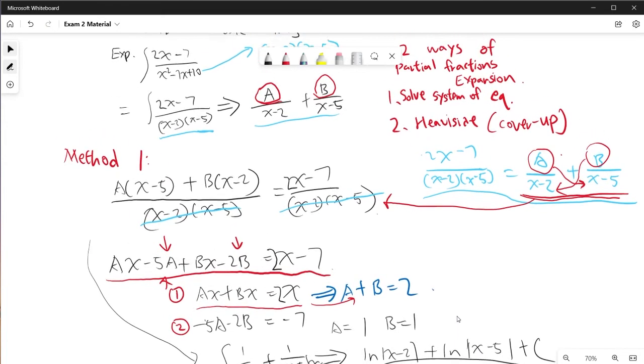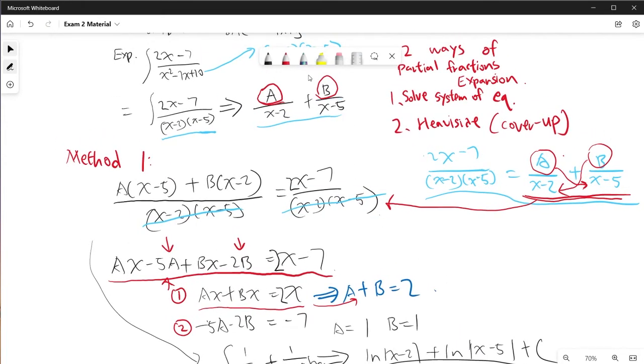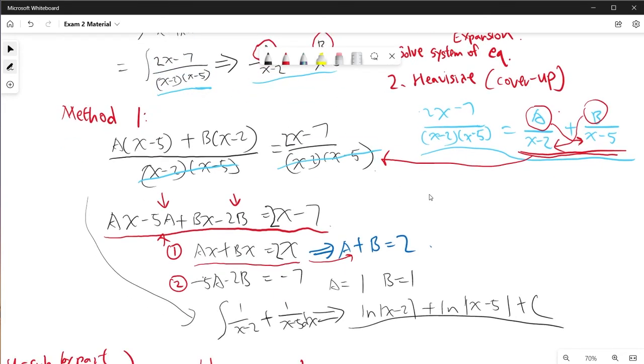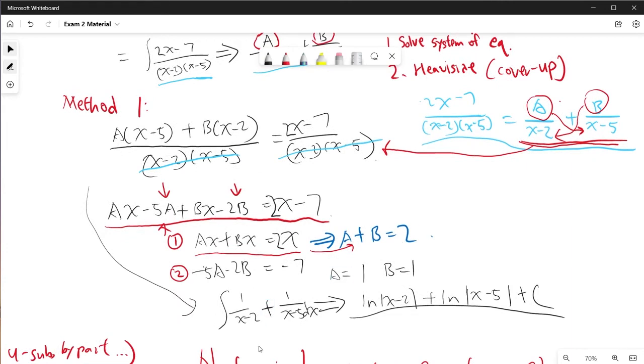So now I can go back to the original equation I have up here with the integral, and I can replace this original complex fraction with a and b in factored form. So now it equals the integral of 1 over x minus 2 plus 1 over x minus 5, and that is a pretty easy integral. Just take ln of x minus 2 and ln of x minus 5. I will advise, when you have just an x, that's fine. You can just take ln of that.